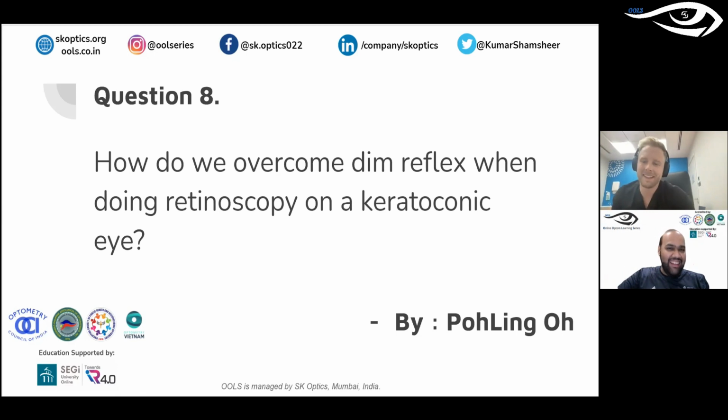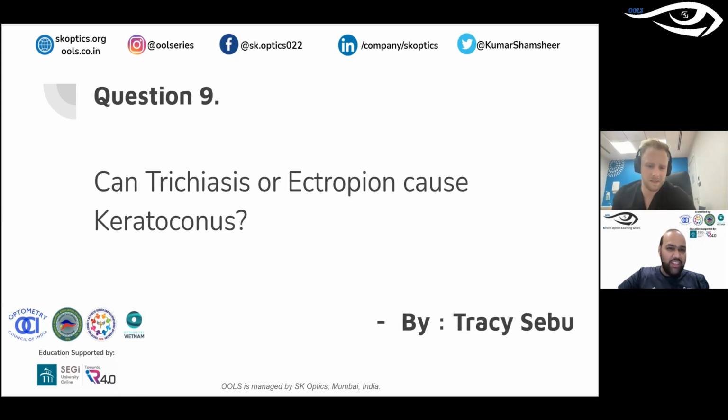All right. Just one last question. It just came up and I'm just putting it across. Have you experienced patients with trichiasis or entropion have any association with keratoconus? Anything which we need to look for? So what I've found is that these eyelid disorders can cause corneal scarring. Absolutely. Yeah.